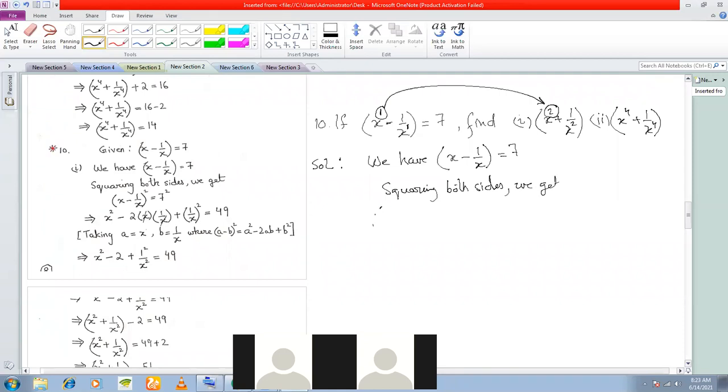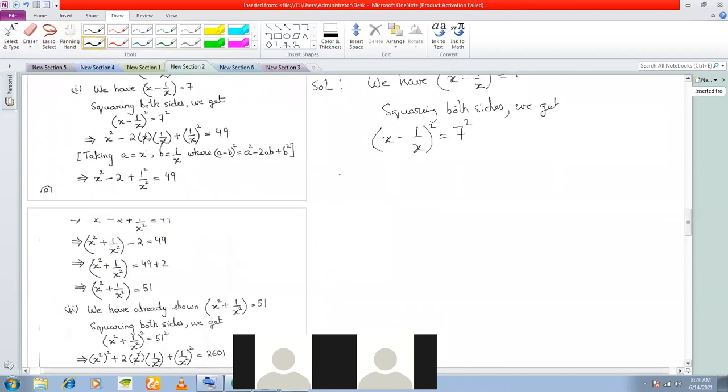We get x minus 1 by x whole square is equal to 7 square. Now this is a minus b whole square form, so this will be a square minus 2ab plus b square is equal to 49. That means this x and this x will cancel. We get x square minus 2 plus 1 by x square is equal to 49.